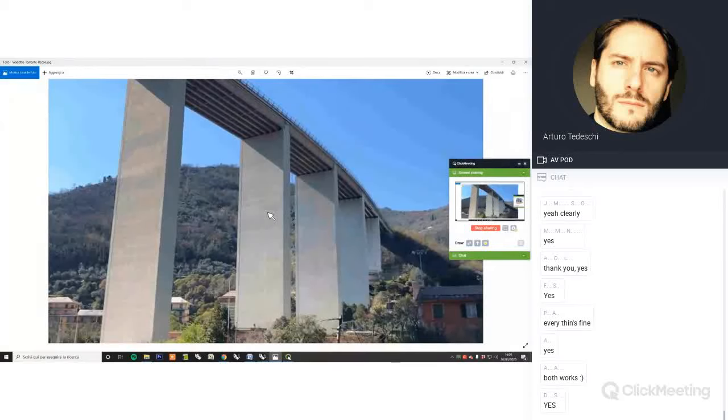Okay, so I was saying that in general, we can distinguish between two kinds of approaches. The first one is called form making. The second one is called form finding. In the form making approach, basically we have a preconceived idea. We have a basic idea of what we want to get. And basically we just have to define the dimensions of an object.